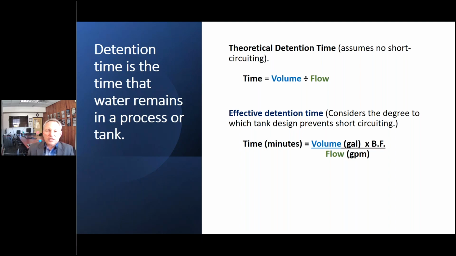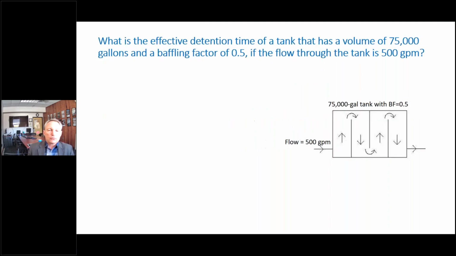When you're using this equation, the one thing you want to make sure is that the units on the top match the units on the bottom. For example, volume in gallons and flow in gallons per minute. If you use cubic feet, for example, you'd want to have cubic feet on the top and the bottom, or liters, or whatever unit you use. They just have to match.